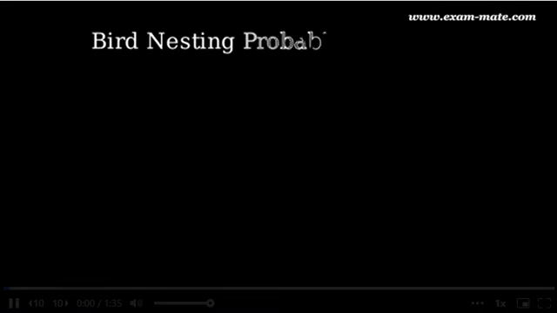Let's solve a probability problem about birds nesting in spring and summer seasons. We'll use a probability tree diagram to help us visualize and solve this. Here's our tree diagram. In spring, a bird can either nest with probability k or not nest with probability 1 minus k. Then in summer, if the bird nested in spring, it can nest again with probability k over 2 or not nest with probability 1 minus k over 2.